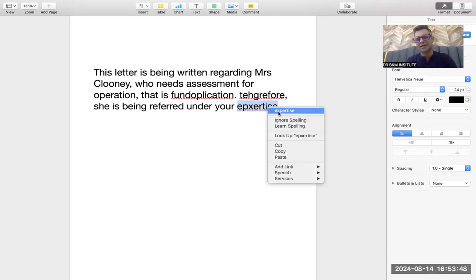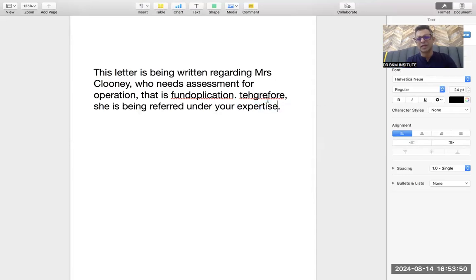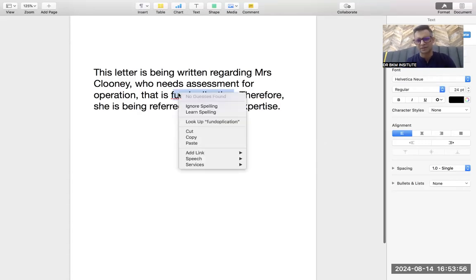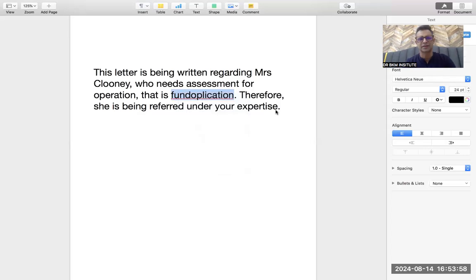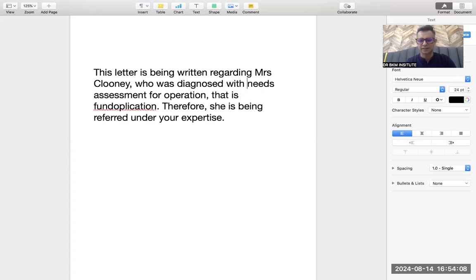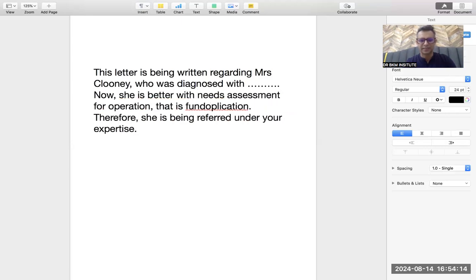I do not like this way too much, because I believe the person who is writing this way is trying to play safe. Of course, that person will pass, because this is an average way of writing. But if I had been there, I would have told about Miss Clooney. This letter is being written regarding Miss Clooney. My method is, who was diagnosed with this thing. Now she is better with the help of her medications.